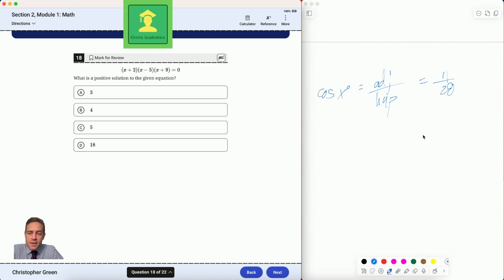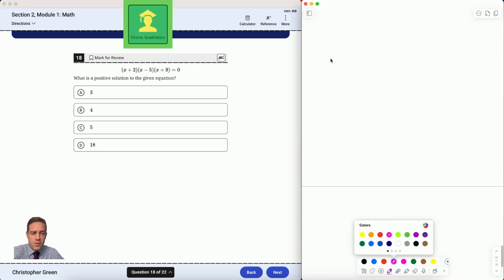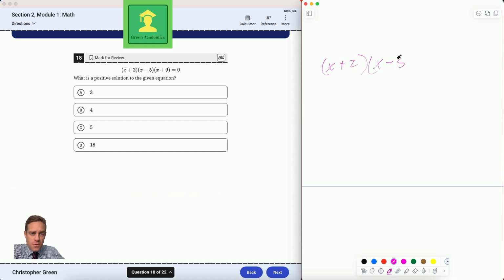What is a positive solution to that given equation? Well, let's list all of the solutions, right? Solutions, otherwise known as roots or x-intercepts or zeros, are the things that make it true that the whole thing comes out to be 0. So this is x being -2, and this is x being +5, and this is x being -9. So the one that's the positive is simply 5.